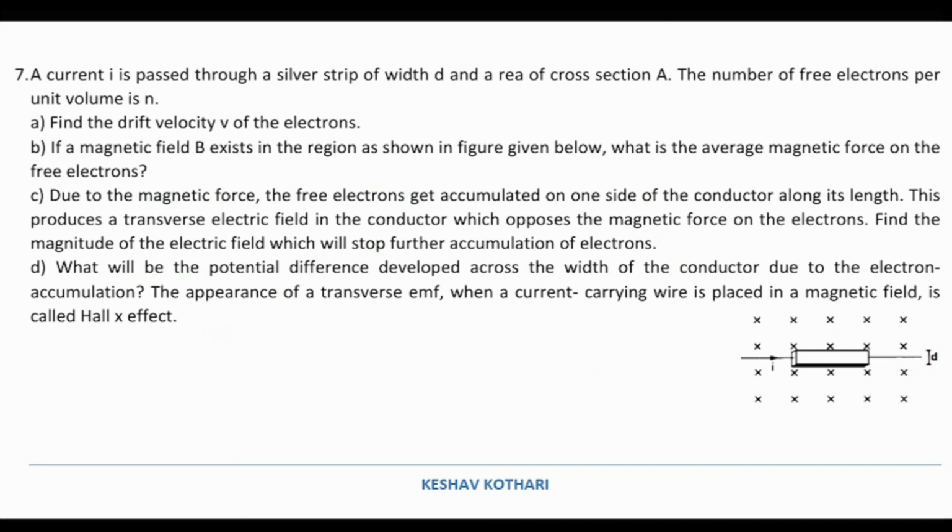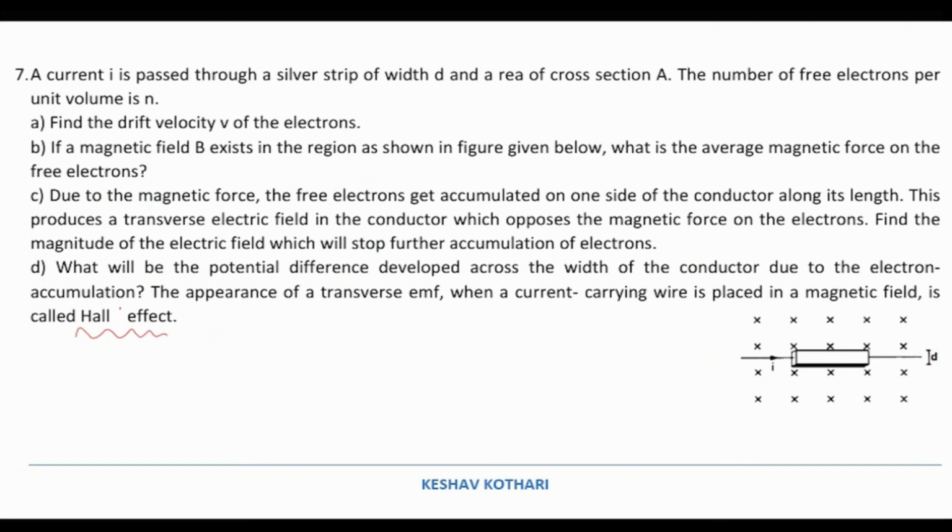And the next part is, what will be the potential difference developed across the width of the conductor due to the electron accumulation? The appearance of a transverse EMF when the current carrying wire is placed in the magnetic field is regarded as Hall effect. So we are reading about Hall effect over here. So this can be treated as a paragraph on Hall effect.